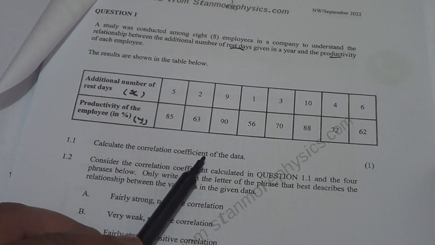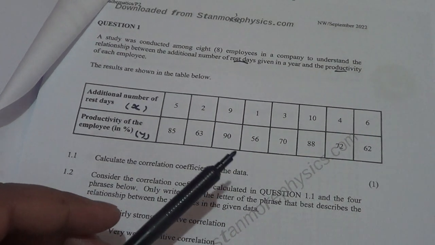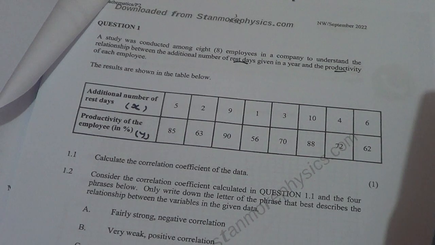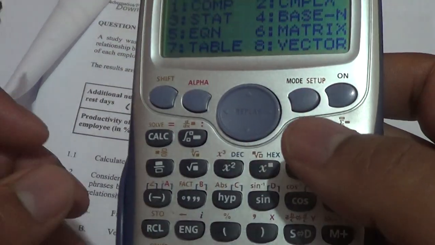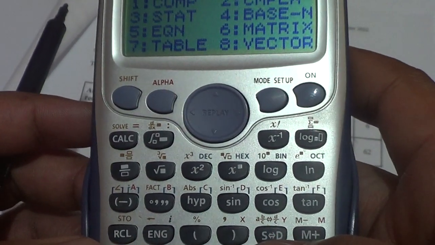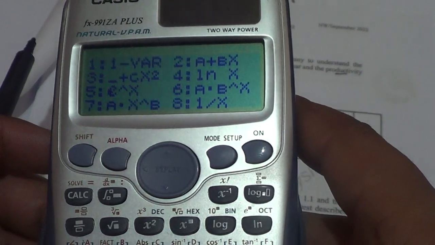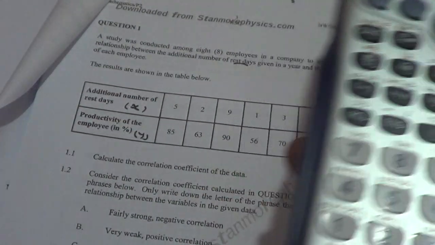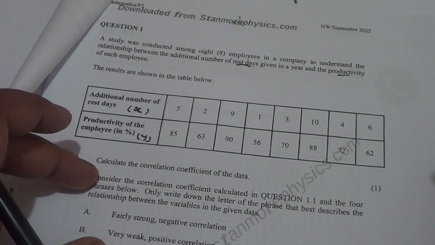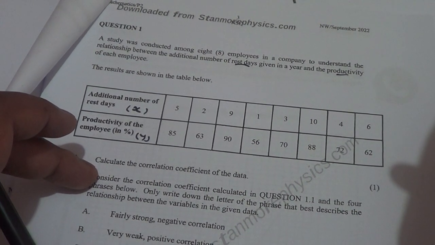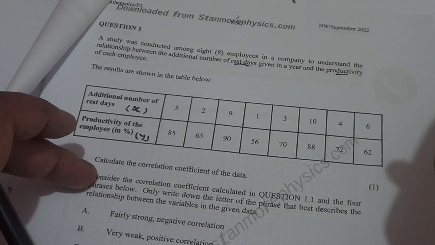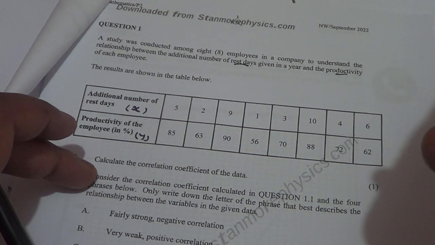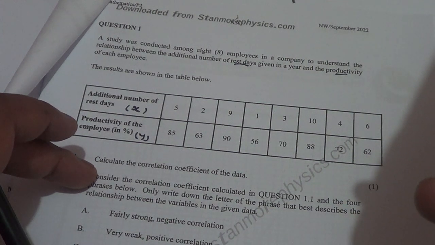The question says calculate the correlation coefficient of the data. Here you don't want to start worrying yourself. You just go to mode on your calculator, and then go to stat, which is option 3. Then you go to option 2, which is A plus BX, because that's our regression for bivariate data. So we just put it in. First one is 5, second is 2, third is 9, fourth is 1, fifth is 3, sixth is 10, seventh is 4, eighth is 6, so let me see, yeah, there are 8.